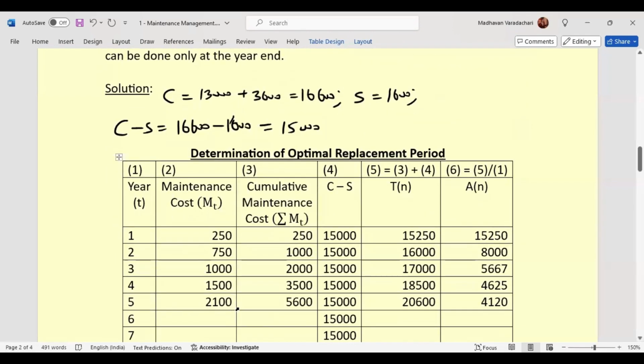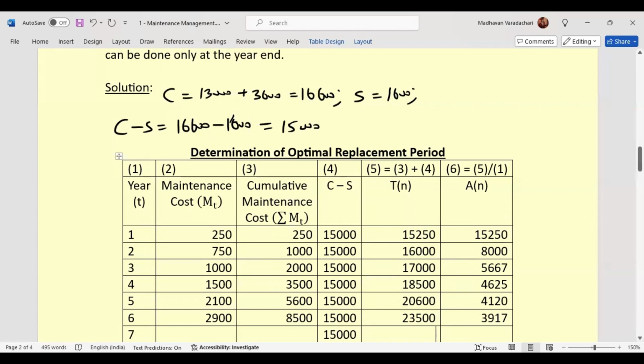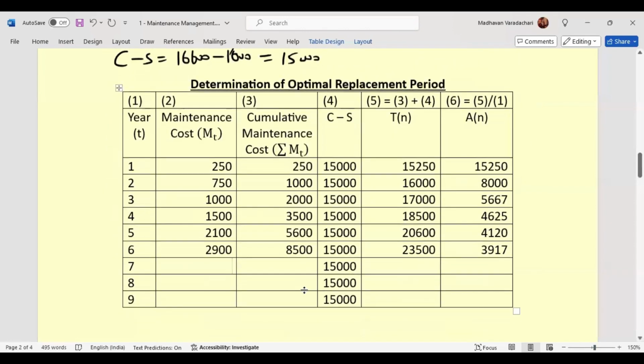Sixth year's maintenance cost is provided as 2,900. So this will be 5,600 plus 2,900, we get 8,500. 8,500 plus 15,000, we get 23,500. Now 23,500 divided by 6 years is 3,916.66. I'll round it off to 3,917. Seventh year's maintenance cost is provided as 4,000. So 4,000 plus 8,500 is 12,500, plus 15,000, we will have 27,500, divided by 7 years. We get 3,928.57, so I'll make it 3,929.